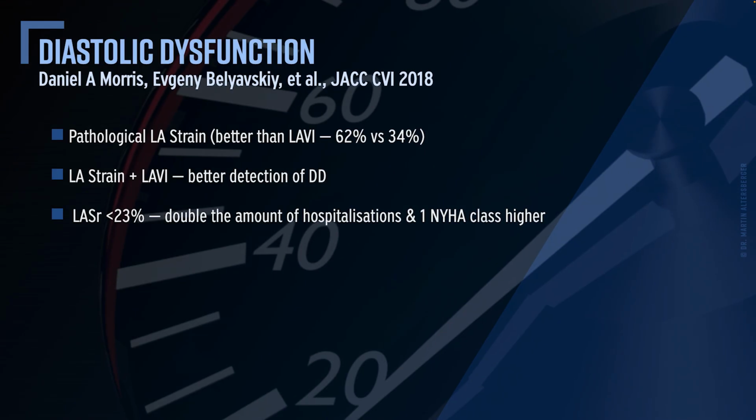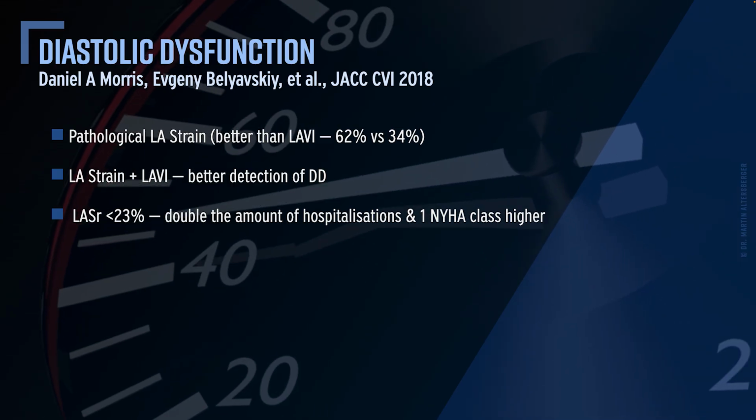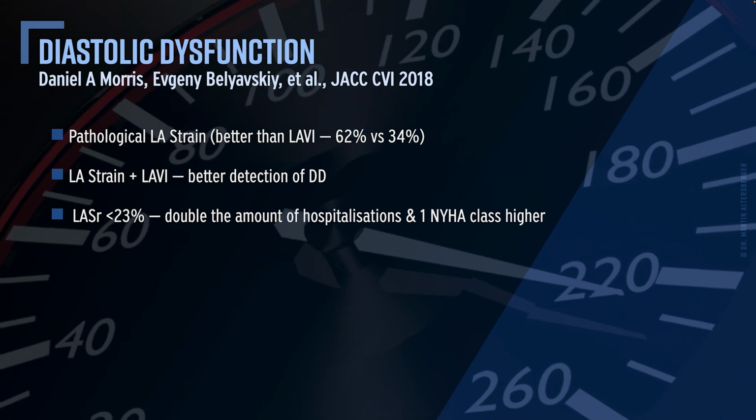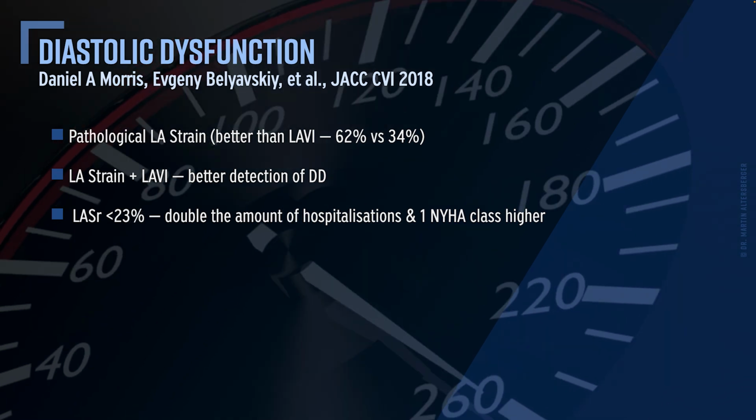Now, one thing is for sure: diastolic dysfunction is not easy, and it is not easy to understand how left atrial strain can help. This is taken from a publication from two of my acquaintances, Daniel and Evgeny, and they showed that the pathological left atrial strain is actually better than the left atrial volumetric index for grading diastolic dysfunction into elevated and not elevated filling pressures. Left atrial strain plus the left atrial volumetric index gives you a better possibility to detect actual diastolic dysfunction, also left atrial elevation of filling pressures.